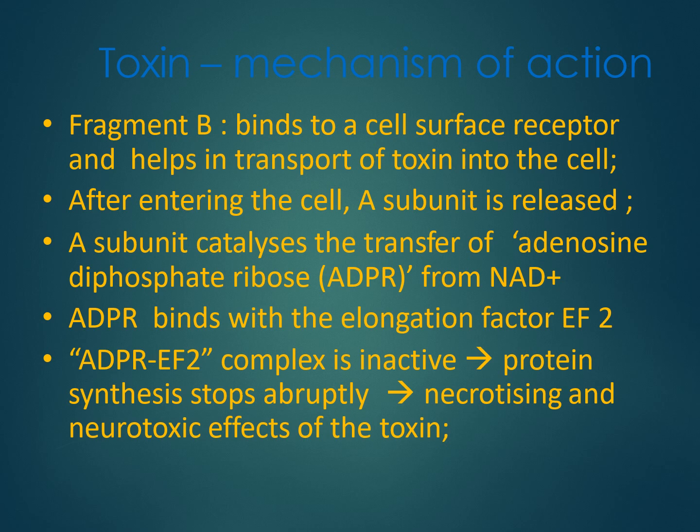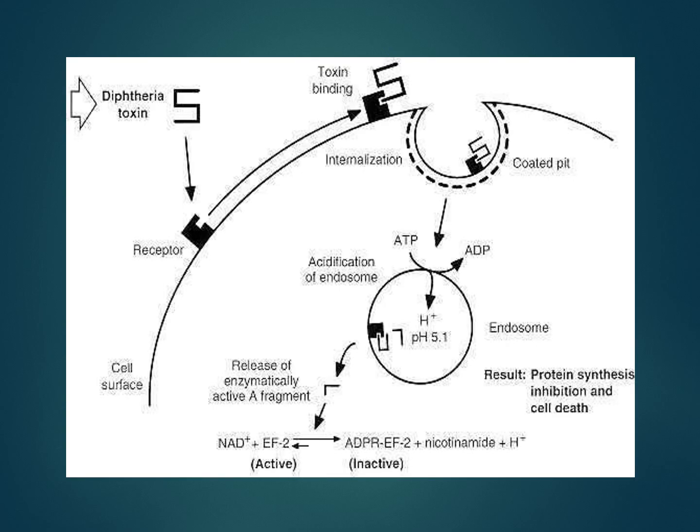The exotoxin consists of two fragments, that is fragment A and fragment B. Here the fragment B binds to a cell surface receptor and helps in transport of the toxin into the host cell. Once inside the cell, the A subunit is released and catalyzes the transfer of adenosine diphosphate ribose from NAD plus, and then the ADPR binds to the elongation factor EF2. So the ADPR-EF2 complex is inactive and it stops protein synthesis abruptly, and then it leads to the necrotizing and neurotoxic effects of the diphtheria toxin. This image shows the mechanism of action of the diphtheria toxin in the host.